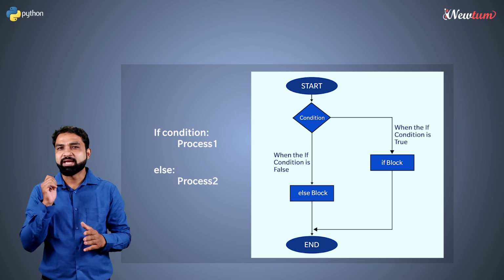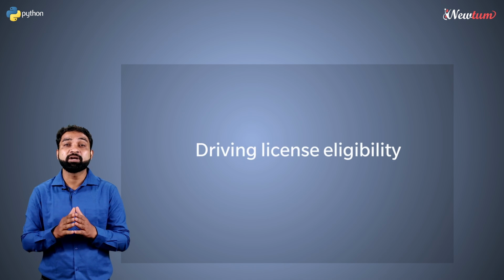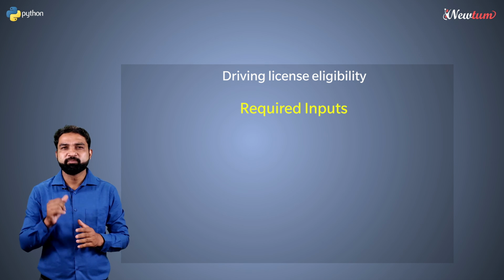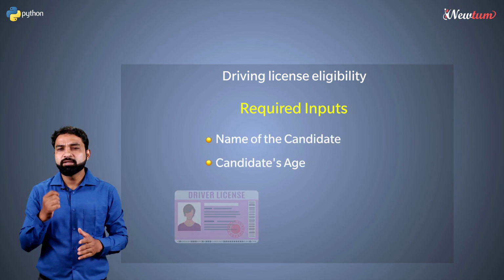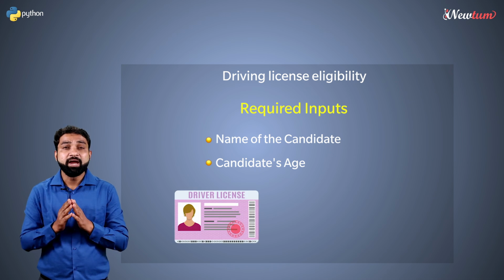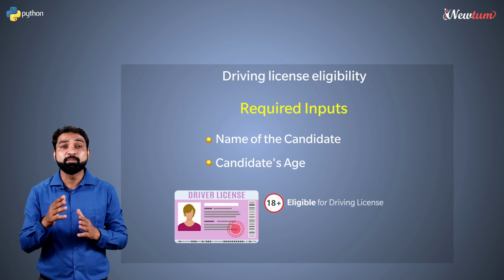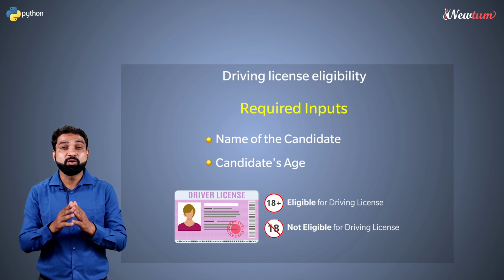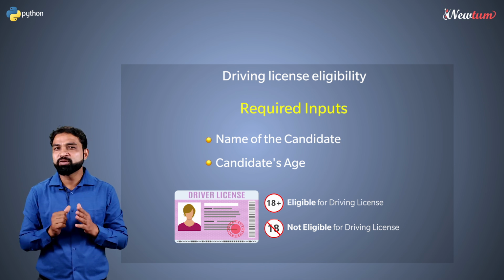Let's execute an example. Suppose you want to check whether a candidate is eligible to apply for a driving license or not. The program requires two inputs, the name of the candidate and the candidate's age. Here, the program will check the age, and if the age is above 18, the program will display the name and print the message that the candidate is eligible to apply for a driving license. If the age is less, the candidate is not eligible to apply for the driving license. So, let's write the program.